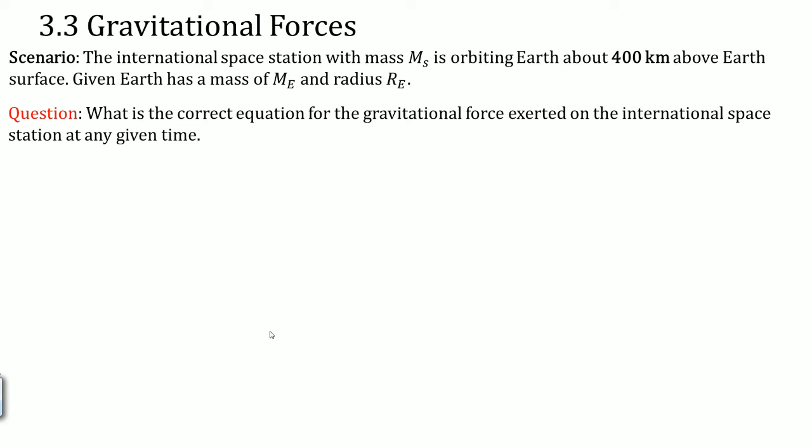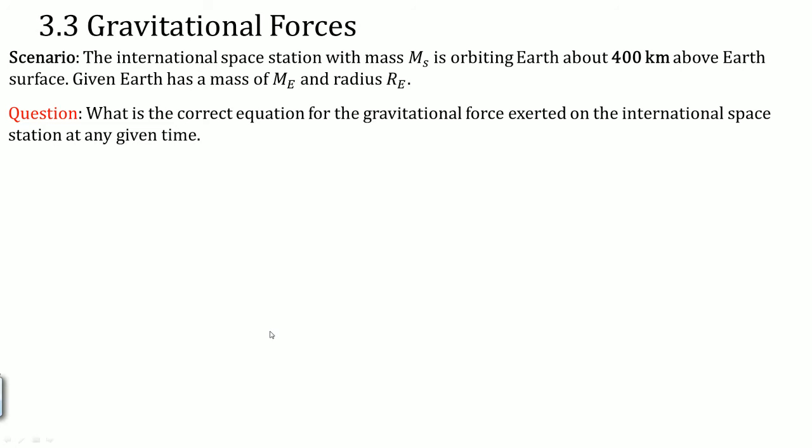Scenario: the International Space Station with mass ms is orbiting Earth about 400 kilometers above Earth's surface. Given Earth has a mass of me and a radius of re, the question: what is the correct equation for the gravitational force exerted on the International Space Station at any given time?